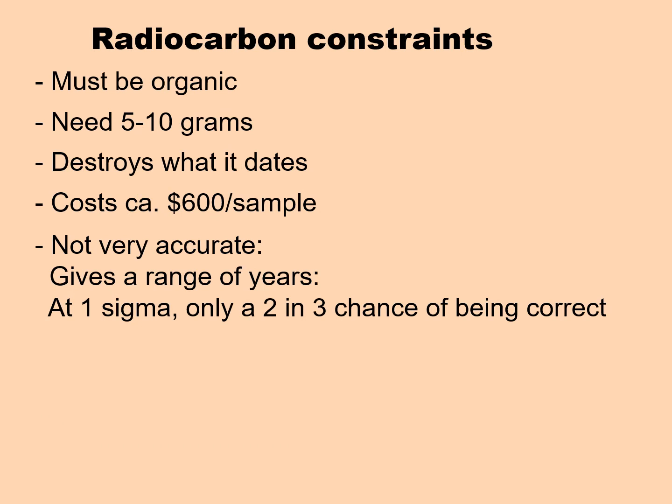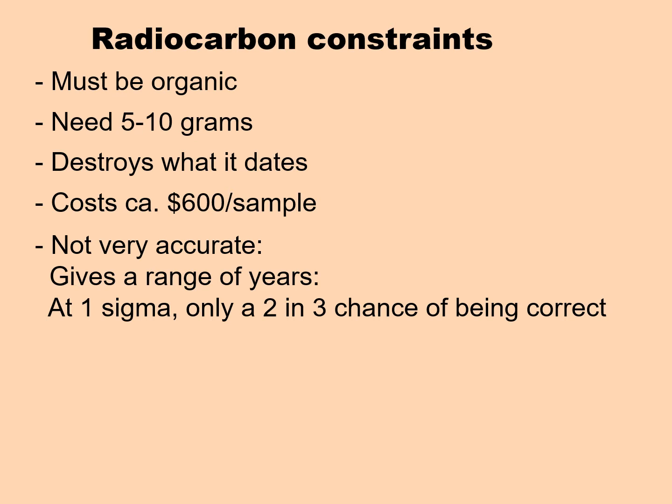There are a number of constraints to using radiocarbon dating. First of all, you can date only something that is organic, that is, that used to be alive. And you need 5 to 10 grams of it. This wouldn't be a big deal, except that you destroy what you date. So if you want to date something, you have to destroy a pretty big piece of it. And it's not cheap. On top of all of that, it's not very accurate.